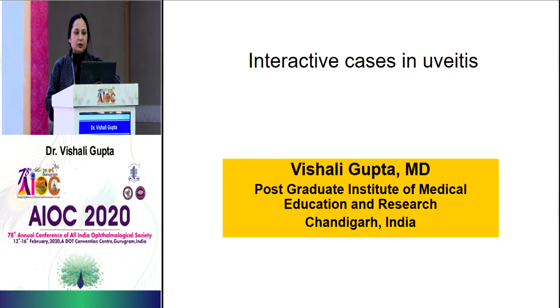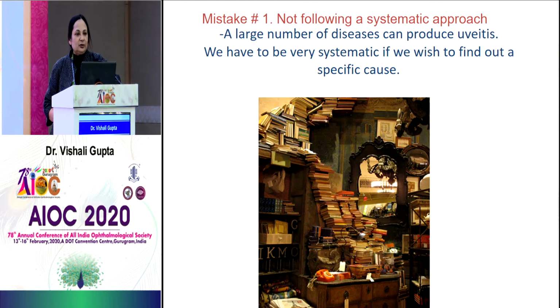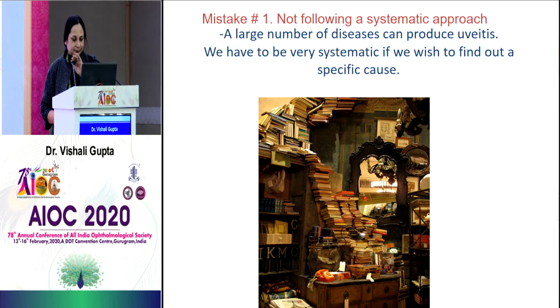So I'll be talking about some interaction in uveitis. Now, before we start doing interaction, what is uveitis all about? Just imagine a jumbled up pile of books lying there, because there are 387 conditions which produce uveitis and one can resemble other. So you want to find out what condition it is. It's like finding the right book.